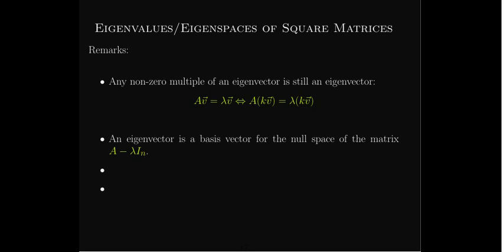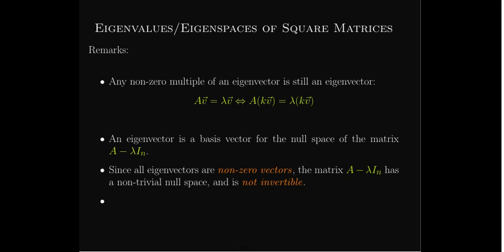Since the eigenvector is a basis vector for the null space of the matrix, it is a non-zero vector, and it is in the null space. That means that matrix is not invertible, has a non-trivial null space. And we can say, therefore, that the determinant is zero. The determinant of A minus lambda I has to be zero. Now, the determinant is something that we can actually calculate. So this gives us an algebraic tool for determining what these eigenvalues are. What are these values of lambda?